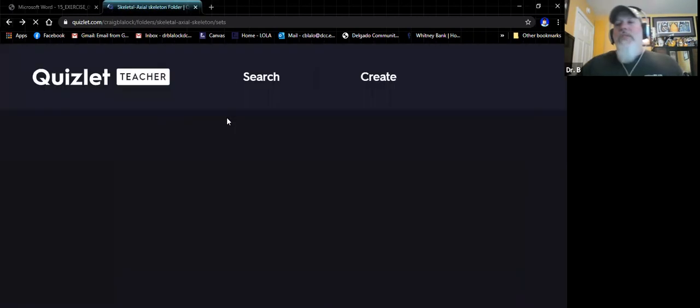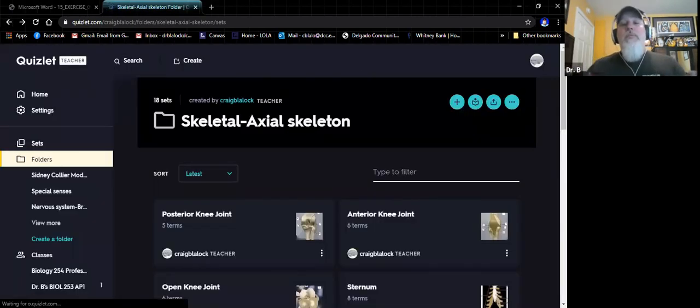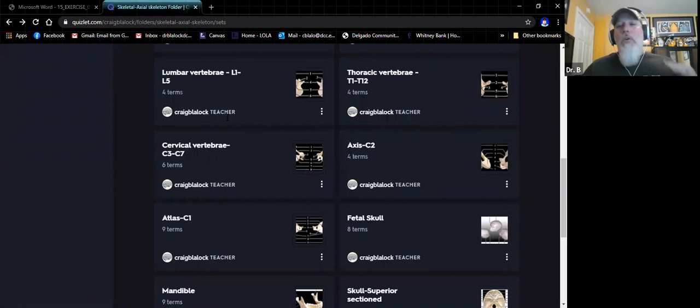All right, any questions about the vertebra? Use the vertebral body size, use the number of holes that you have. That's how you can tell the vertebra apart.